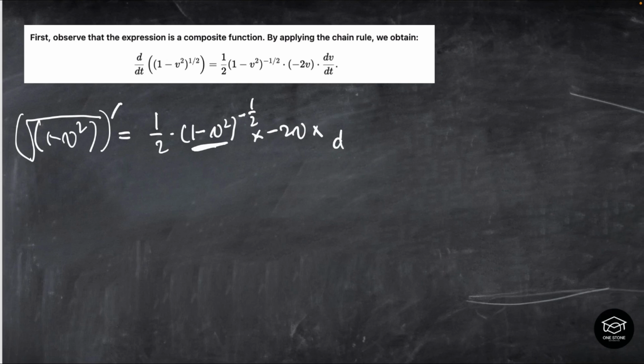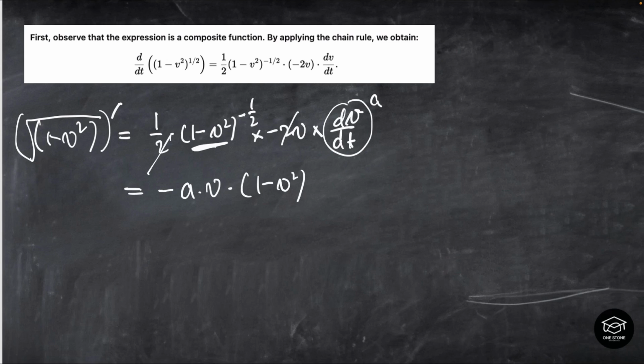That gives negative 2v times the derivative of v with respect to time. And since the derivative of velocity is acceleration, we simply write that as negative 2va. Now multiply everything together. 1/2 times negative 2va equals negative va. So the final derivative is negative va divided by the square root of 1 minus v squared.